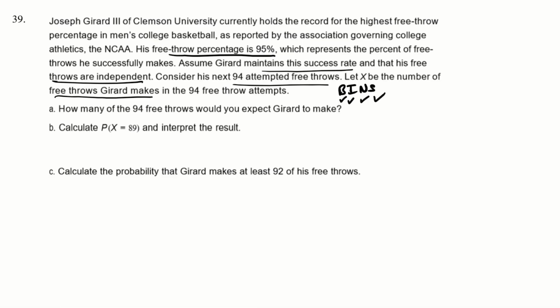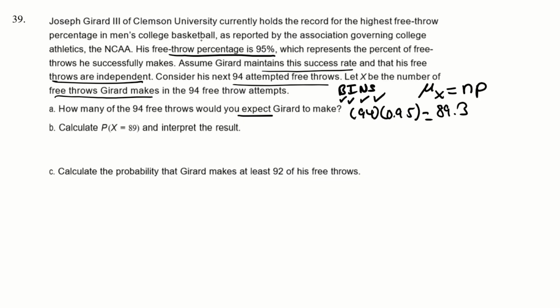Okay, so it says how many of the 94 free throws would you expect? So that's the expected value, right? The expected value of a binomial, which is in the formula sheet for AP, is n times p. So in this case, the expected value is the number of trials, 94, times the probability of success, which is 0.95. If you calculate that, you get 89.3.